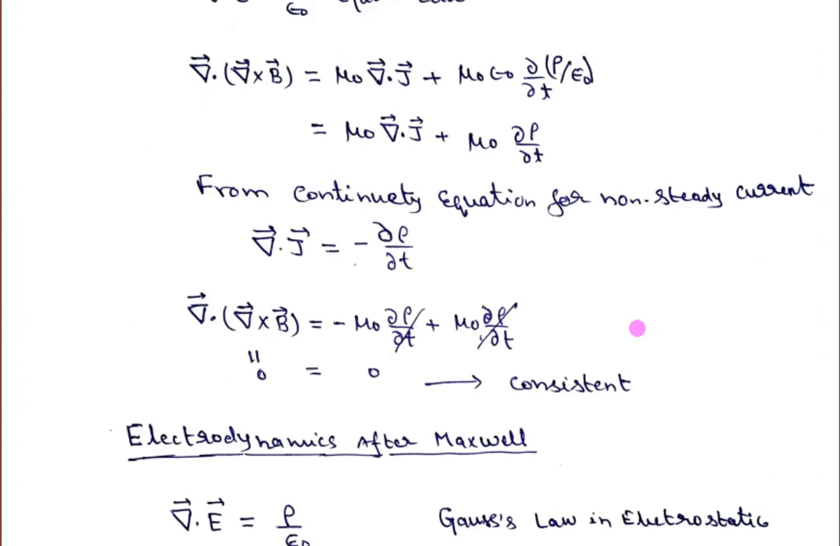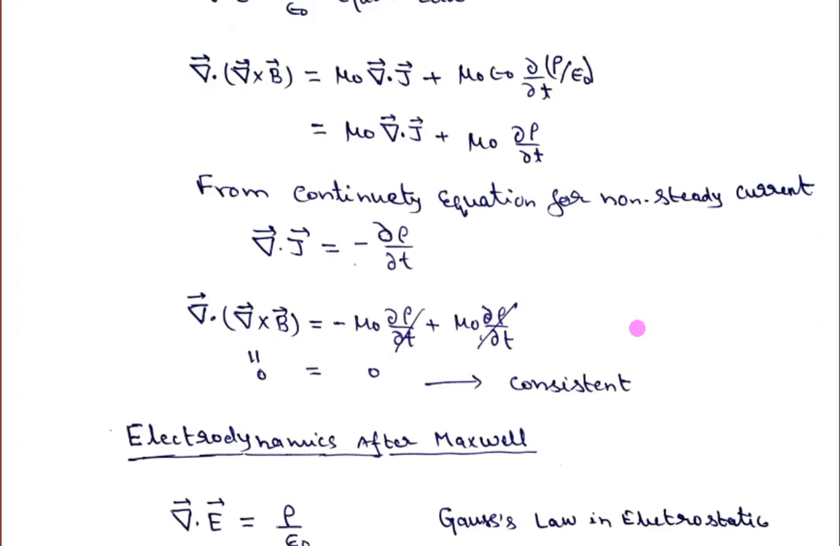So that is what Maxwell did when he started learning electrostatics and magnetostatics. After learning them, he wrote all these four equations: divergence of E is equal to rho upon epsilon 0, curl of E is minus del B upon del t, divergence of B is equal to 0, and curl of B is equal to mu 0 J plus mu 0 epsilon 0.